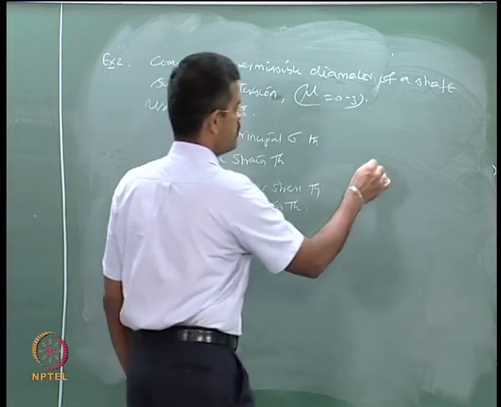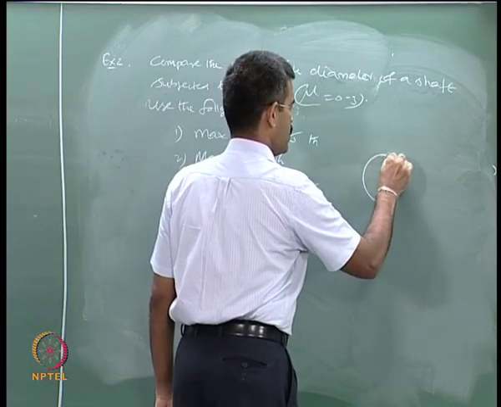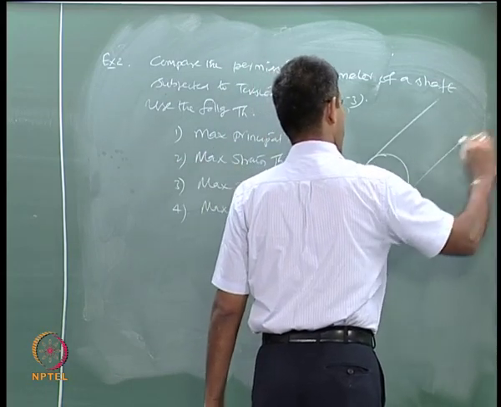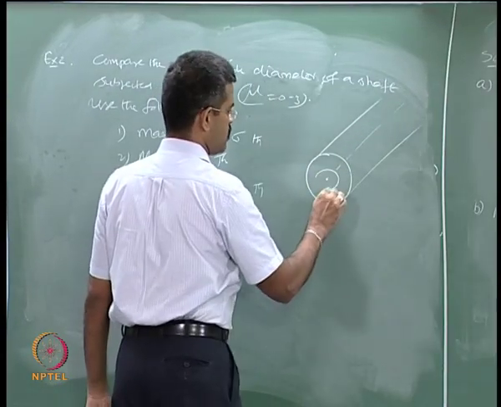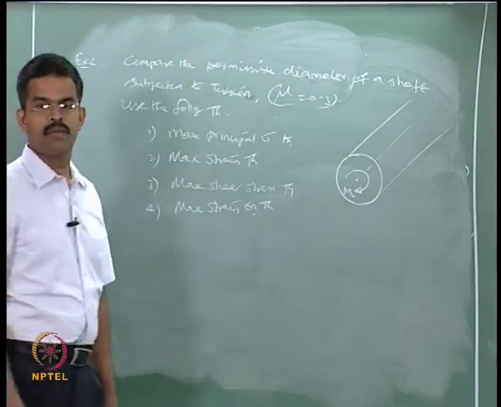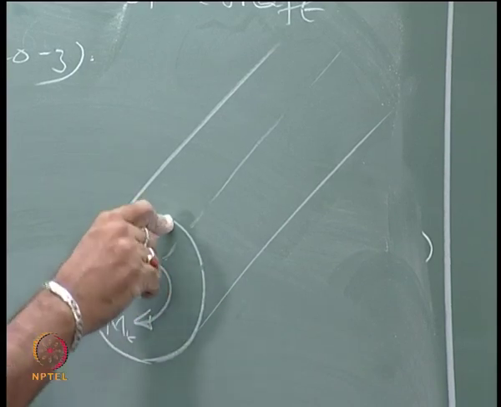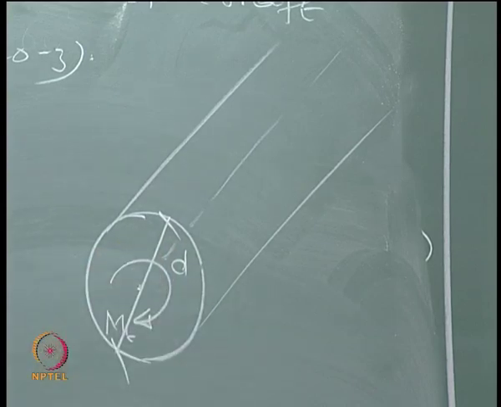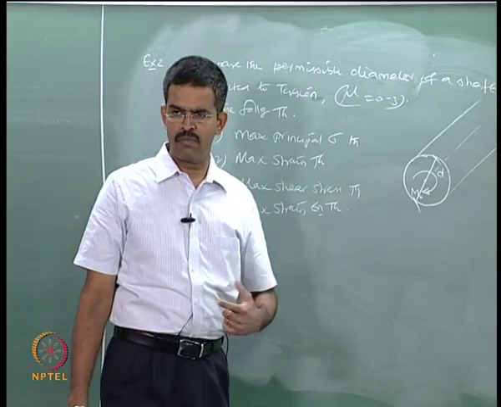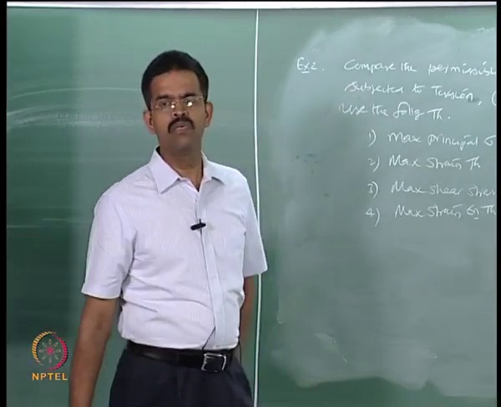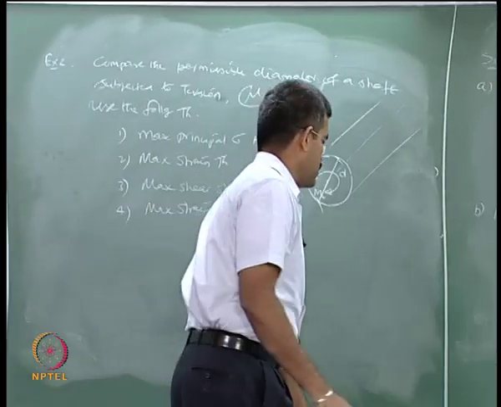So, I have a shaft whose diameter is D. The shaft is subjected to torsion or twisting moment MT. Let us say this is the diameter of my shaft. I want to estimate the diameter of the shaft, a design problem based on the following theories. So, all should give me the same value or more or less a similar value. Let us see what happens when we use different theories.